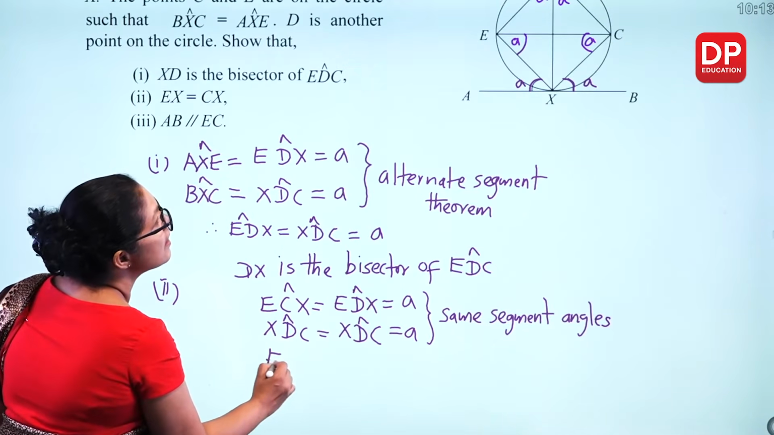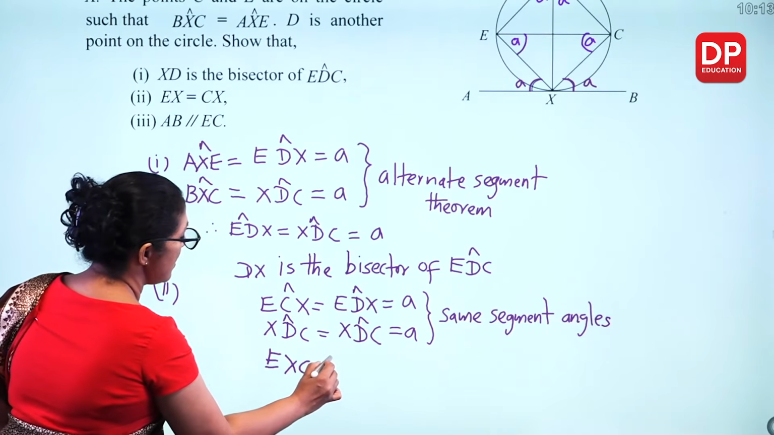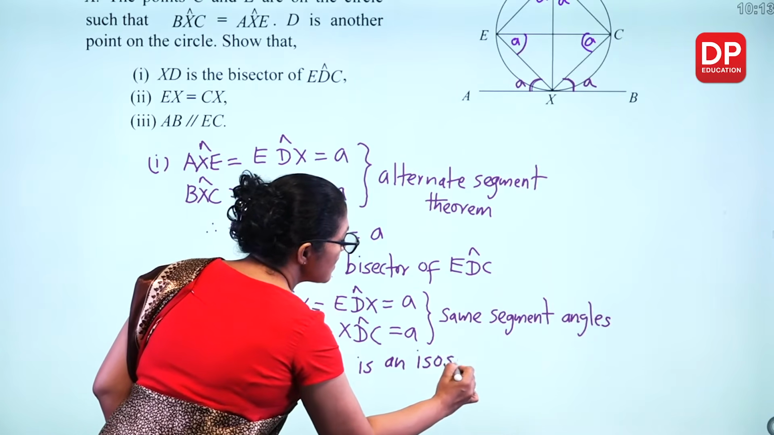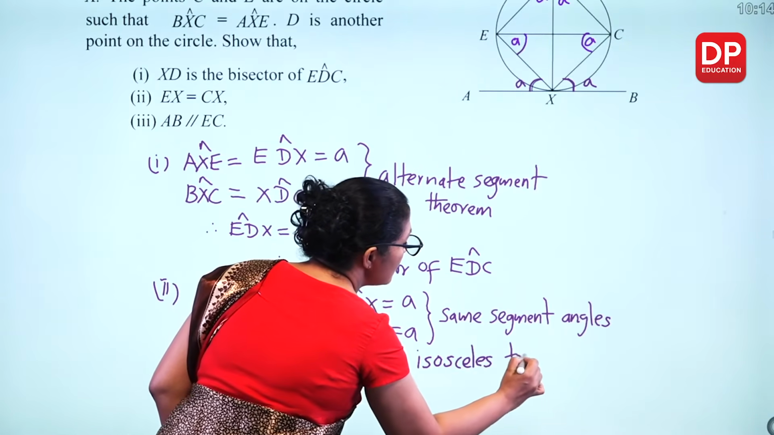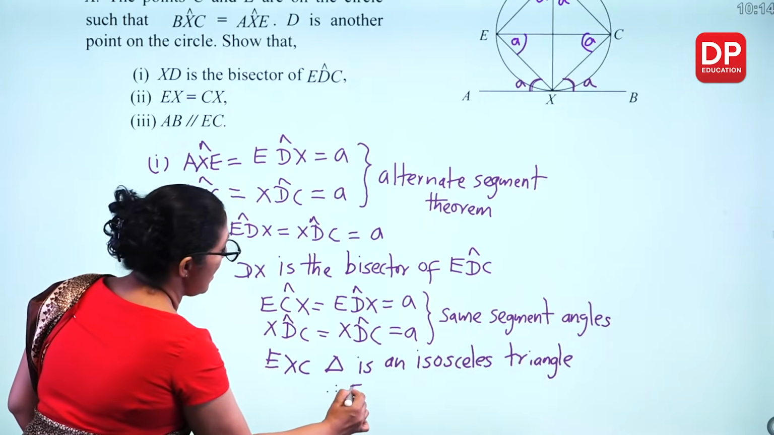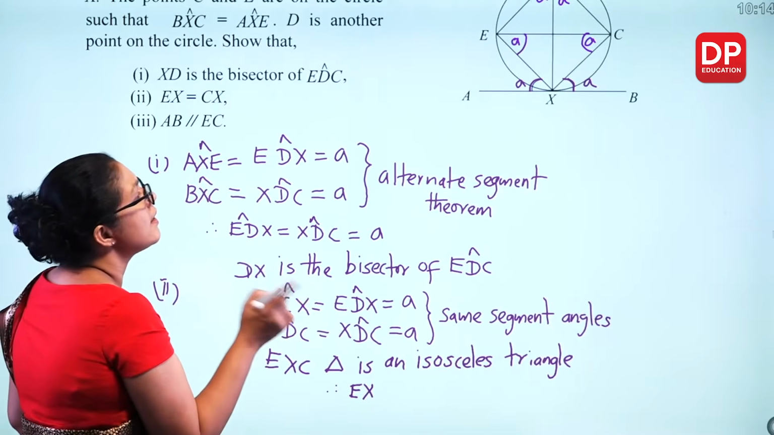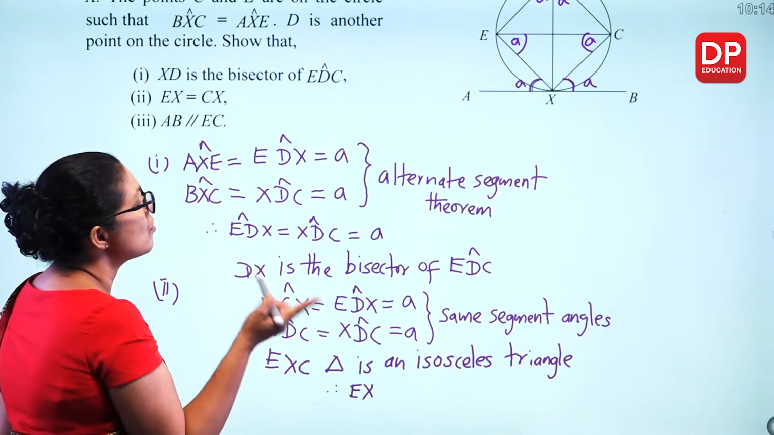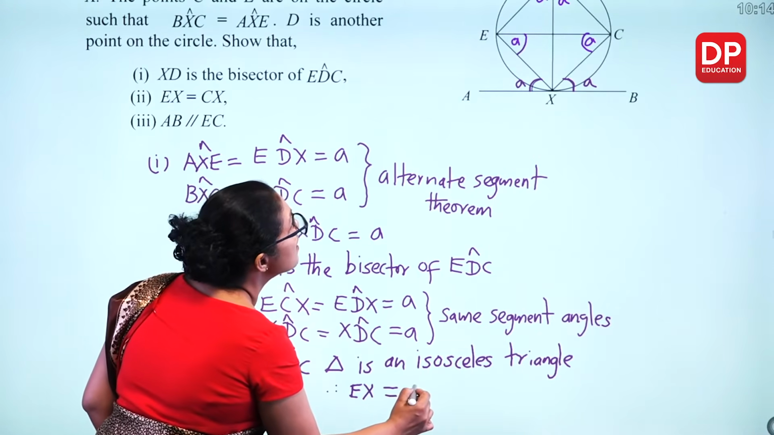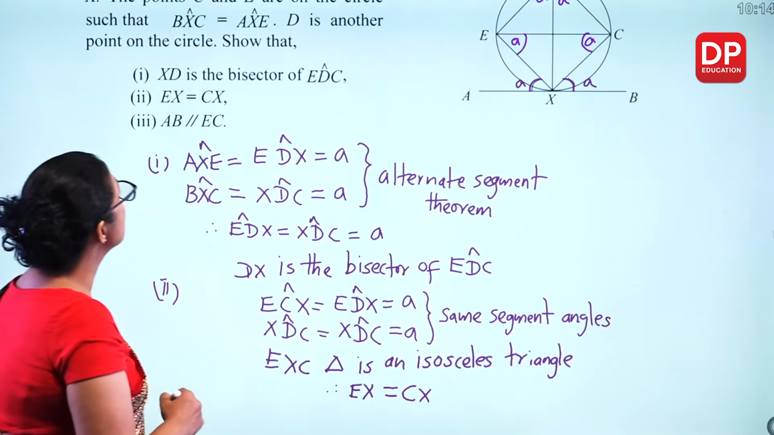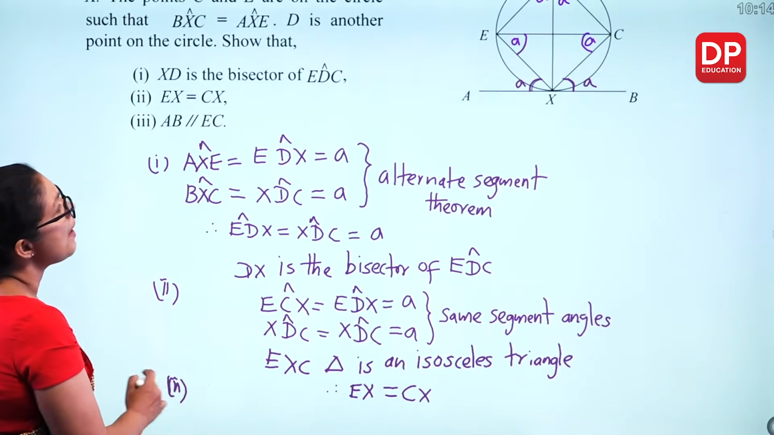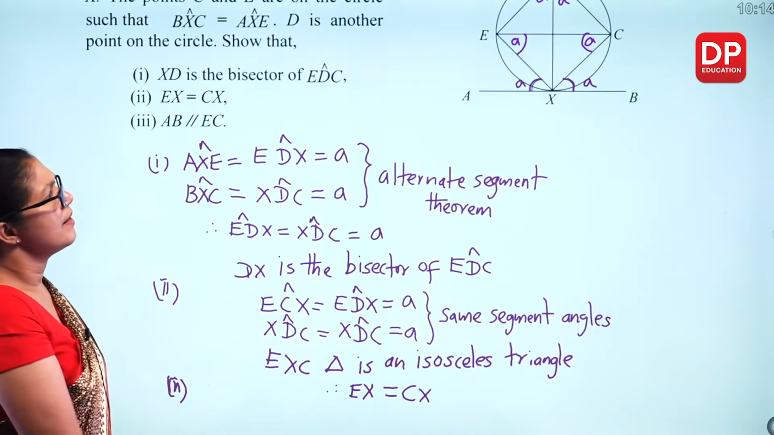So EXC triangle is an isosceles triangle. So therefore, the corresponding lengths are equal, opposite to the equal angles. EX equals CX. Third part, show that AB and EC are parallel.